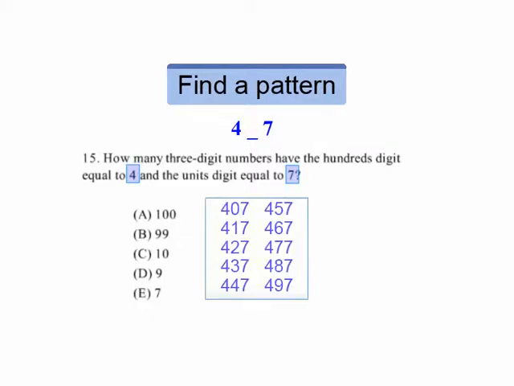So we have 407, 417, 427, 437, 447, 457, 467, 477, 487, and 497. We've got 10 of these numbers.